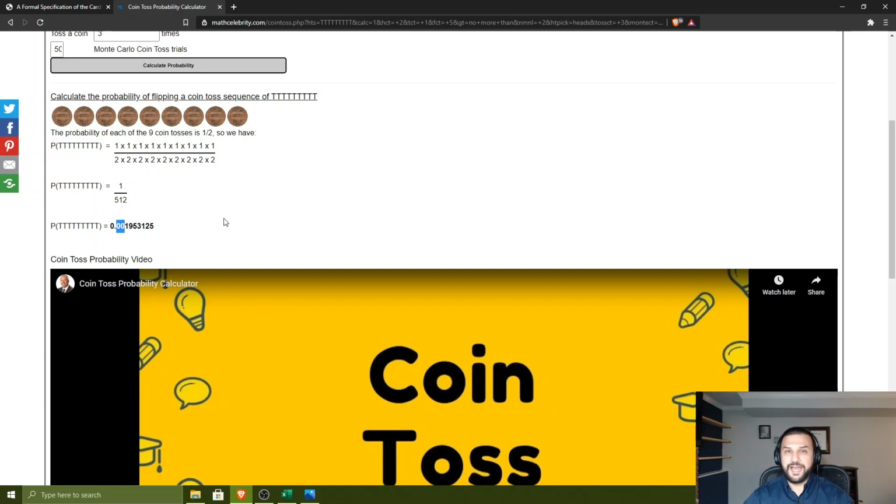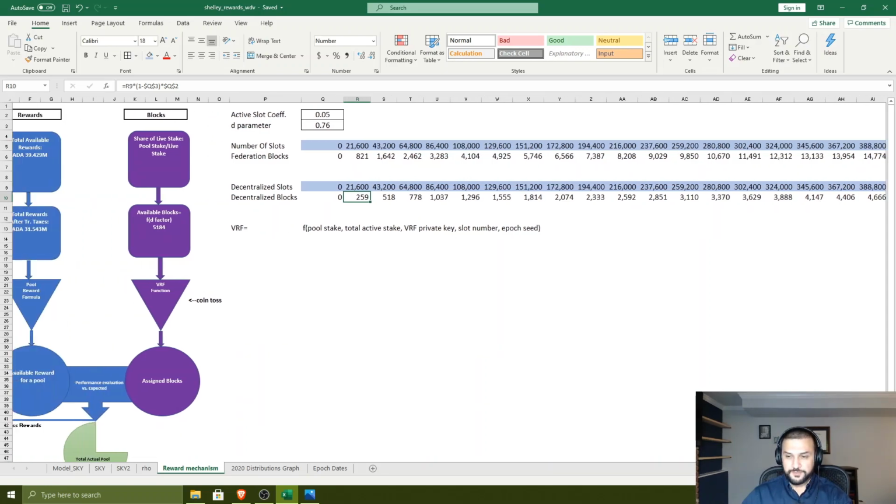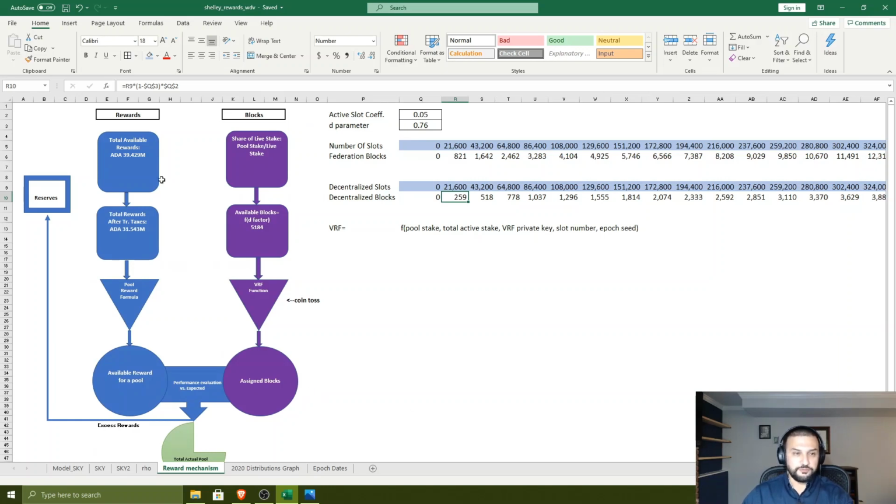So how does that tie into block production in Cardano? Well, it's very simple. Simple in the sense that each one of the nodes that we observe in Cardano plays a lottery. Now, there is the graph that I've made before about the rewards and the blocks, and today we are going to focus on the function called VRF. So each epoch, your pool is given sort of a budget of rewards, and then there is the calculation of blocks assigned.